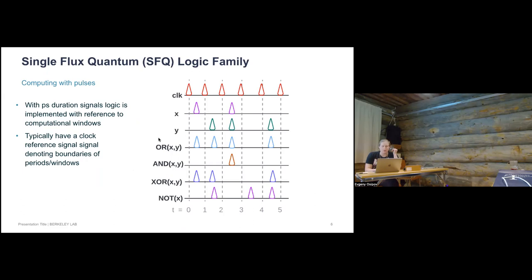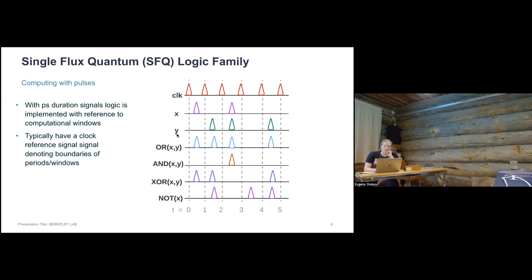Okay, so just getting down to how you actually create logic gates with this type of technology. Obviously, with such short pulses, you can't do what you do in traditional computing where you have held high, held low signals. Because the chances that your pulses are going to arrive at the exact same time is pretty much nothing. So instead, we use these computational windows and some reference signal, your clock.